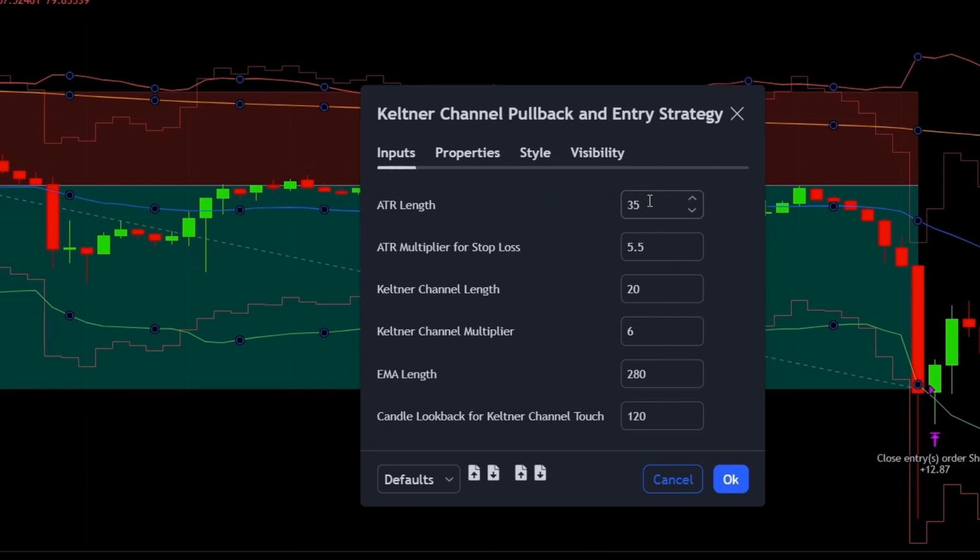Well, that's all about this strategy. Now you know how it works, where to find the PineScript code for it, and all of the inputs.